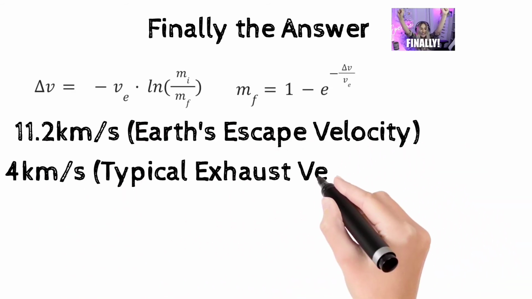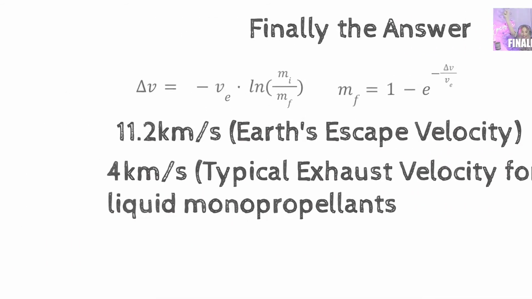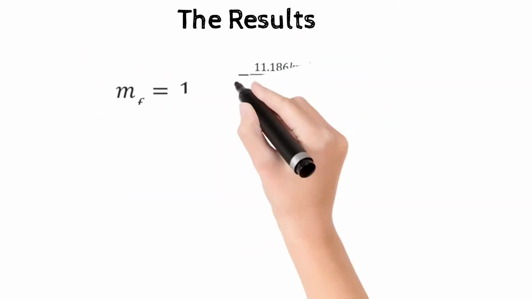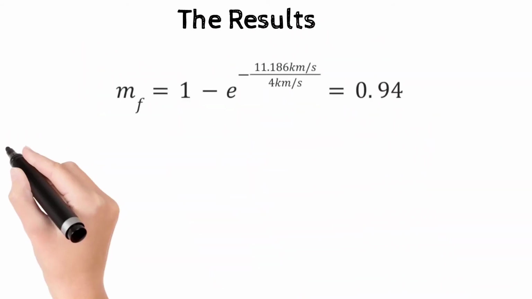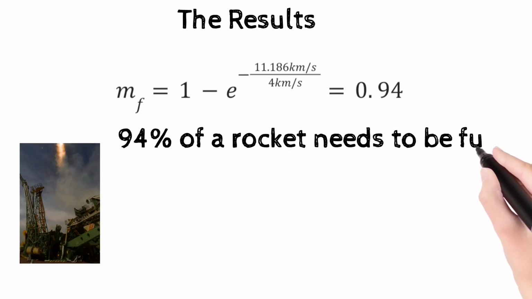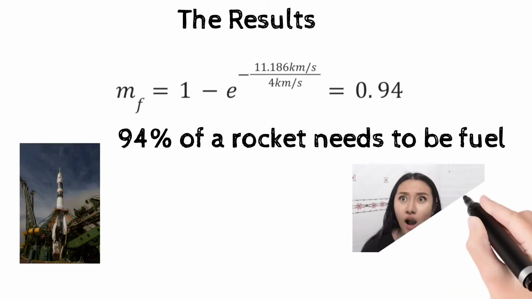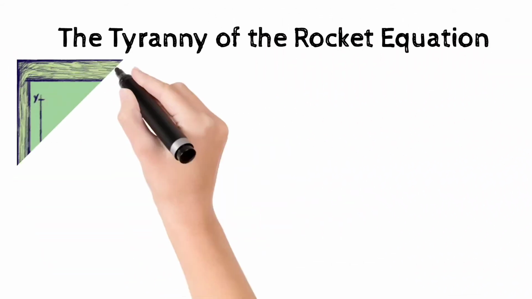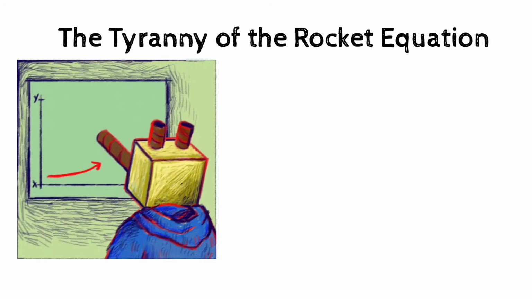Let's say our rocket starts at rest to reach 11.2 kilometers per second with a constant exhaust velocity of 4 kilometers per second. Plugging these values in will result in 0.94, which means 94% of the mass at launch needs to be fuel. A plot of the rocket equation highlights one of the biggest problems we face with rocketry. You see, the amount of fuel to accelerate a rocket increases exponentially.